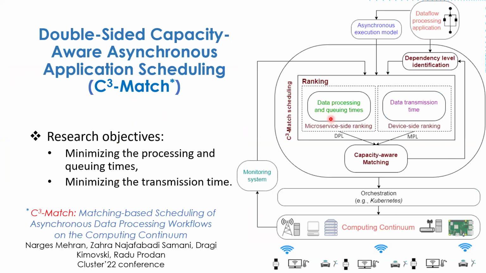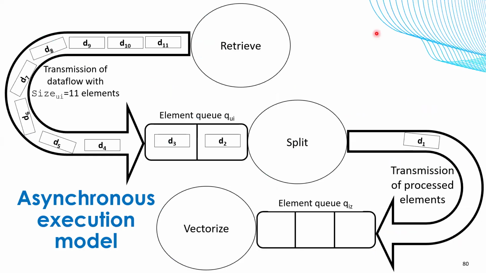this case. The next method explores a double-sided capacity-aware asynchronous application schedule. It minimizes the processing and queuing time, while minimizing the transmission time as well. As you can see, a modification was applied to the architecture in comparison to the previous method proposed, in that the game is applied multiple times based on the number of dependency levels that we have identified in the DAG of the application. Moreover, the execution model of the application is asynchronous, which I explain through the following slides.